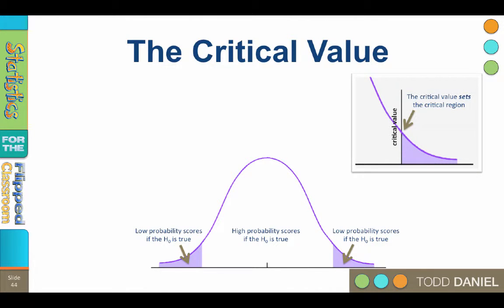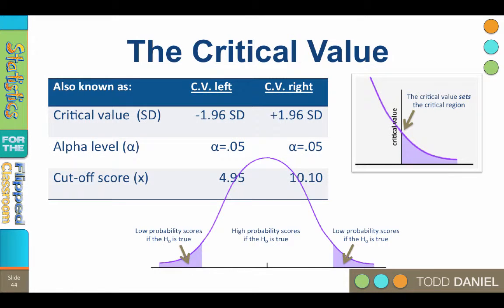We used an alpha level of 0.05 to set a fence that excluded 5% of the scores in the tails. That fence is a critical value. Scores outside of the fence are in the critical region. The critical value sets the critical region. The critical value also goes by other names, depending upon how you are speaking about it. The terms critical value, alpha level, and cutoff score are all referring to the same thing.